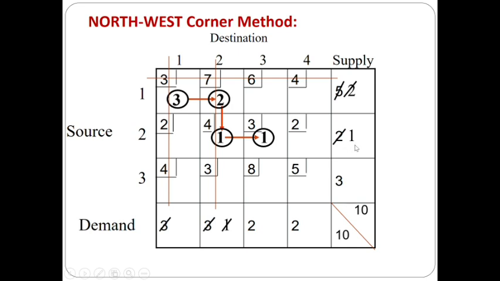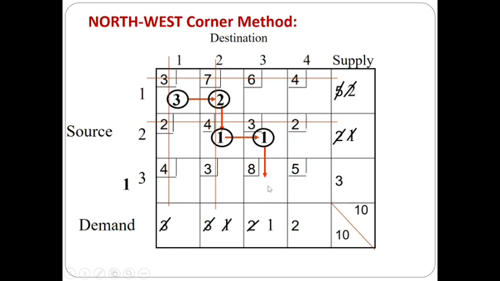So the remaining unit will be 0 here, and here the remaining unit will be 1. So we have to cross out the entire row. So wherever there is a 0 supply or demand, we have to cross out the particular row or column. This is actually the remaining matrix. This is the northwest corner cell. So here we can allocate only 1 unit.